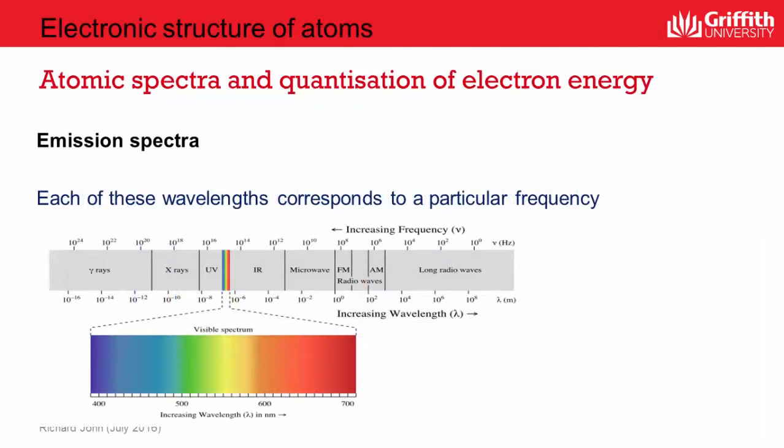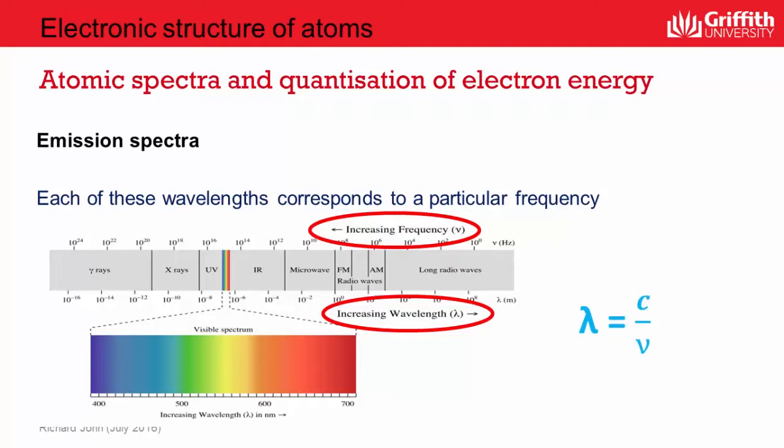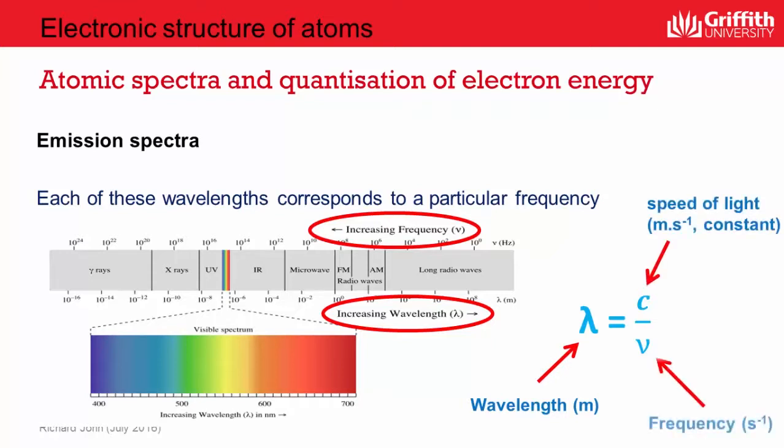To understand the implications of this type of line spectrum, we need to know a bit more about light in general, and we need to know that each of these wavelengths corresponds to a particular frequency of light. We can see that as the wavelength of light or electromagnetic radiation increases, the frequency decreases. And wavelength and frequency are inversely proportional according to the relationship lambda equals c on nu, where lambda is the wavelength, c is the speed of light and it's a constant, and nu is the frequency of the oscillation of the electromagnetic wave.